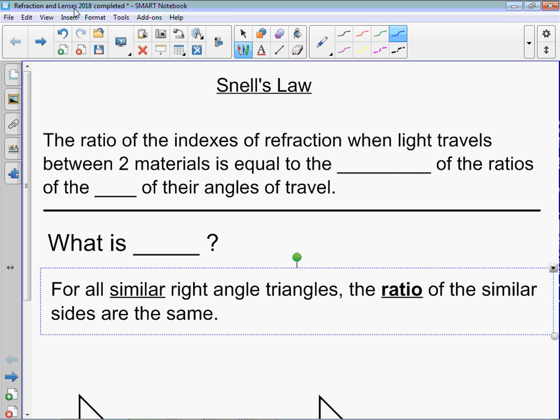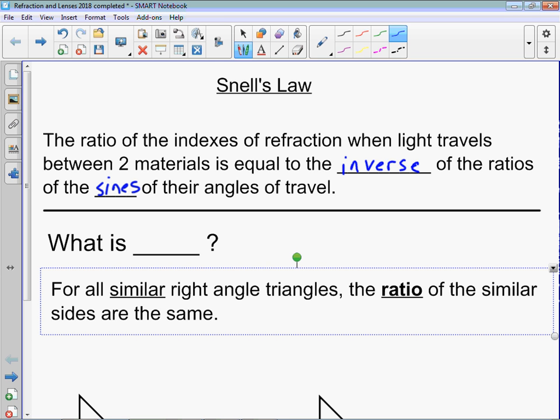Now we're going to get a little bit more quantitative with it and look at something that we call Snell's law. Snell's the name of a person who came up with this law hundreds of years ago. And so I'll just state what the law is, and then we'll get back to what it actually means. The ratio of the indices of refraction, when light travels between two materials, is equal to the inverse of the ratios of the sine of their angles of travel. So we'll get back to the details about this eventually.